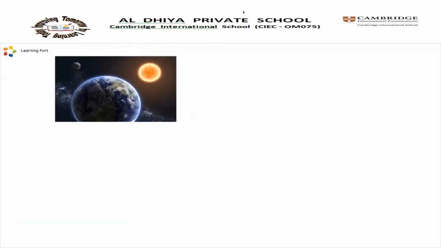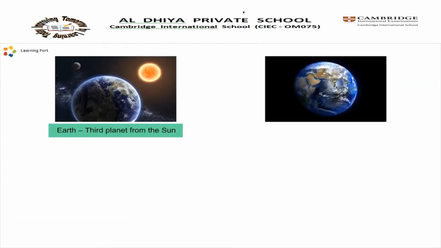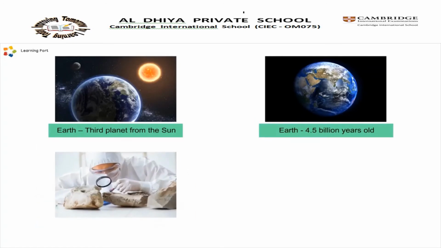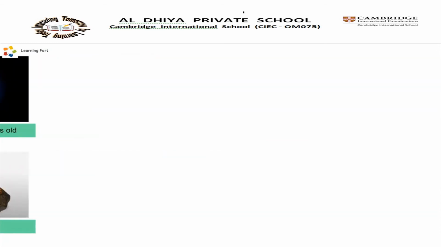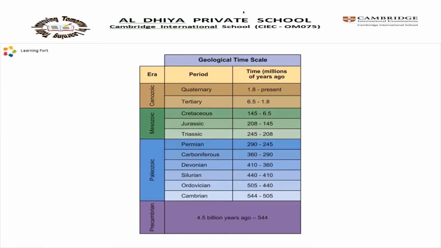Okay. Earth is the third planet from the Sun. The Earth is estimated to be about 4.5 billion years old. Scientists used lunar samples and meteorites to determine the age of the Earth. Scientists use the geological timescale to record various stages in Earth's history.